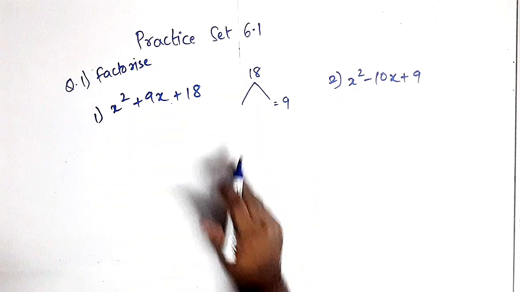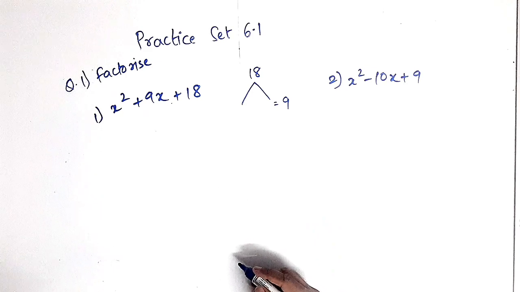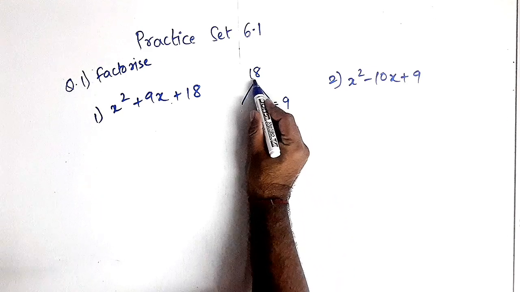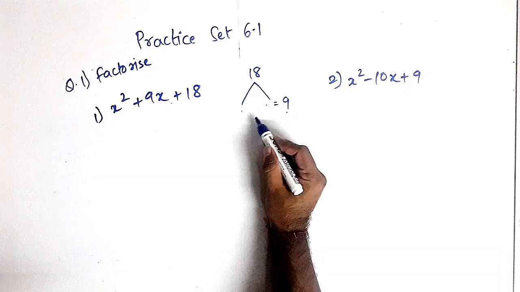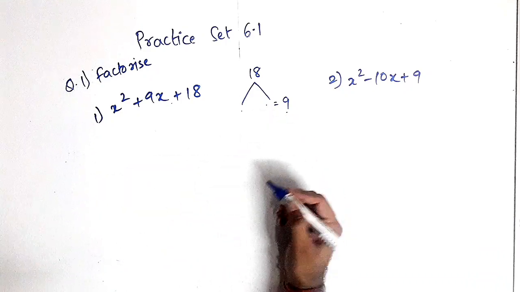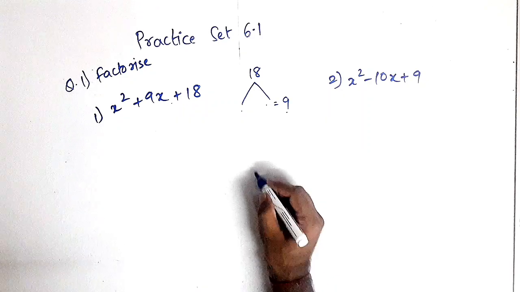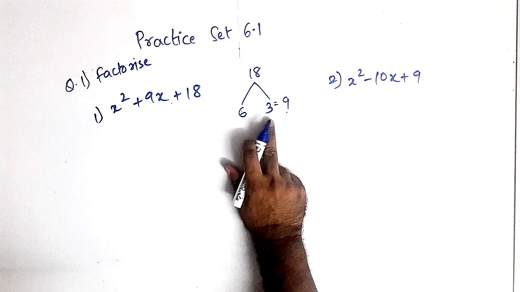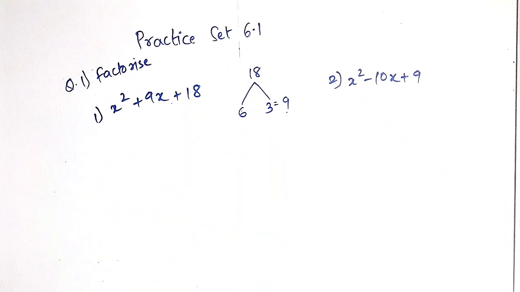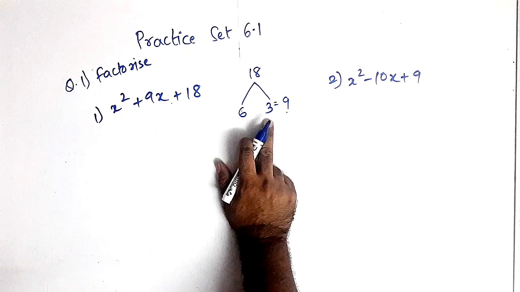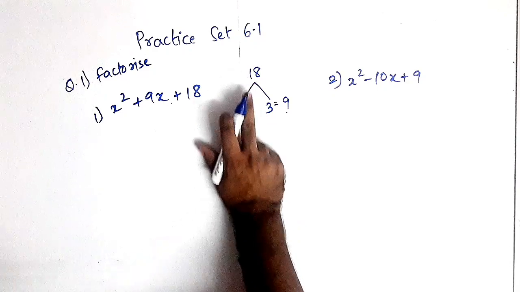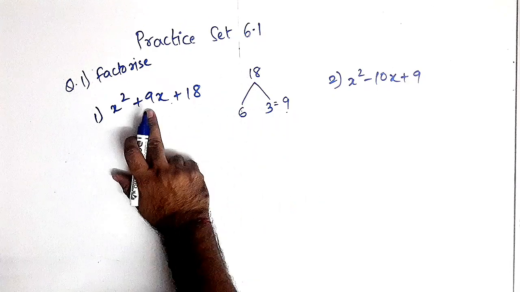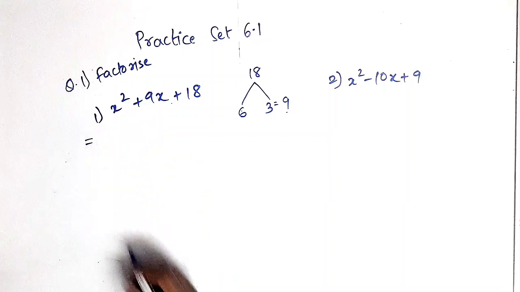Okay, so 18 comes in which table? It comes in the table of 2. 2 nines are 18, but I am not getting 9, so I'll not take that. Then it comes in the table of 6. Yes or no? So yes, 6 threes are 18, 6 plus 3 is giving me 9, and multiplication is giving me 18. So you have to write the factors which give you the product 18 and the sum as the middle term. This type of factorization is called splitting the middle term.